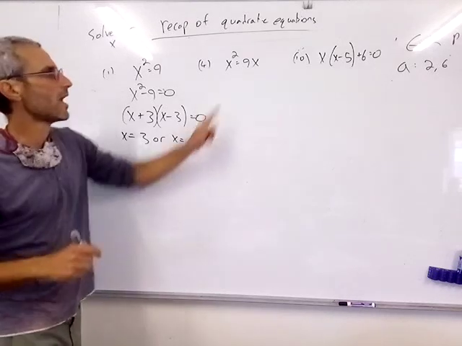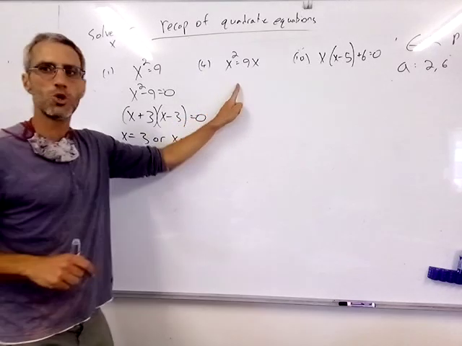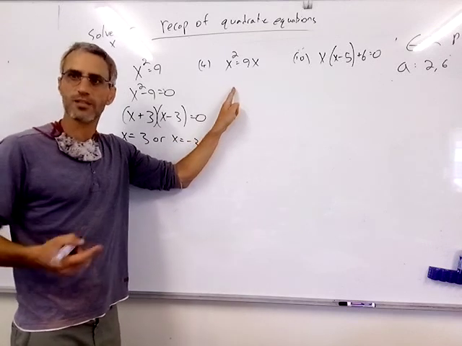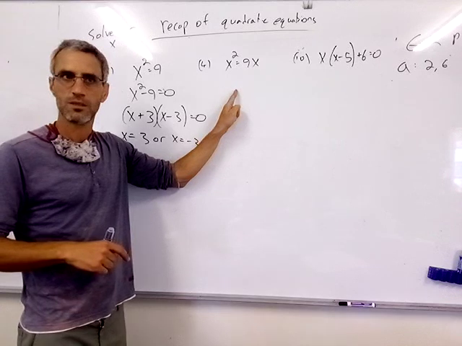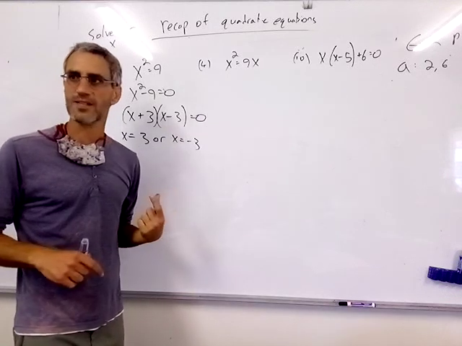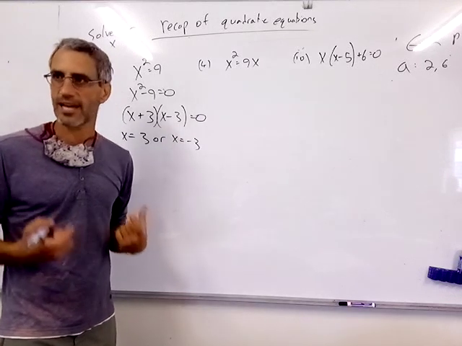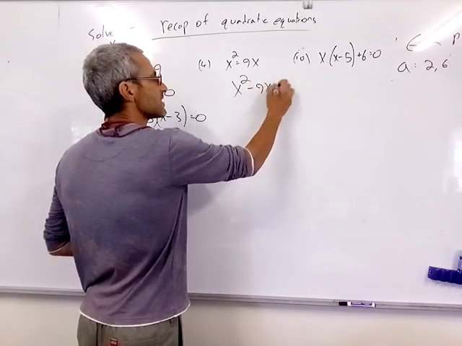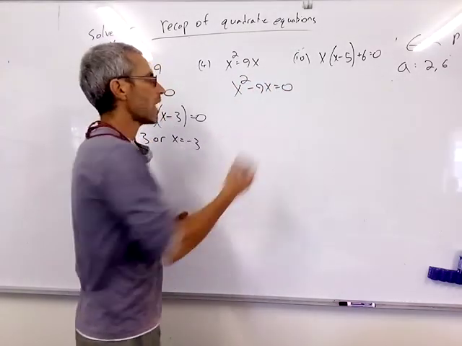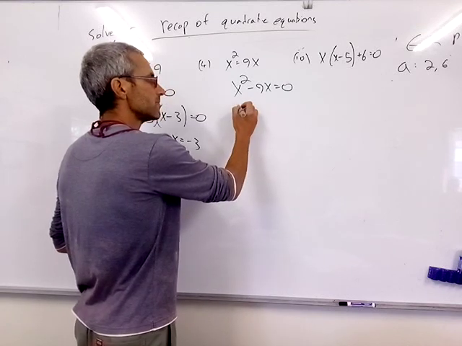Easy. Okay, what should we do here? Let's also factorize it. How are we going to factorize it? First of all, let's put them all on the same side. That's the key, guys. Put them all on the same side. x squared minus 9x equals 0, right? How do we factorize that?